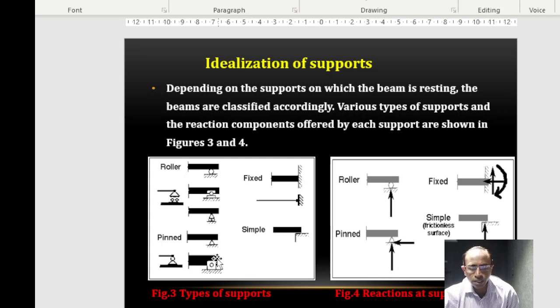The summary of this is that the representation of the supports is like this. Roller can be represented in any of these forms, pin support in any of these forms, fixed support like this, and simple support like this. The corresponding reaction components are like this. For a roller 1, pin 2, fixed 3, that is horizontal, vertical, and also moment, and then there is a simple support called a frictionless surface. One single reaction can keep it.